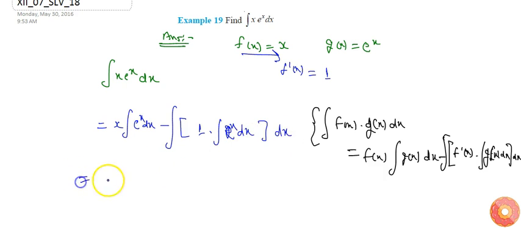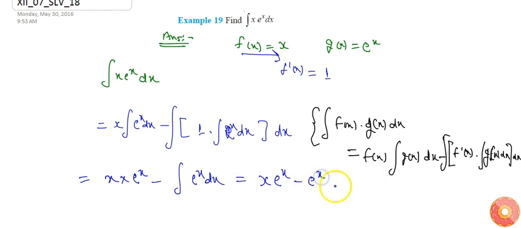So from here, the integration of e^x dx, I know its value is e^x, minus the integration of 1 into e^x, so e^x dx. So I'll get x e^x minus e^x. So this will be our answer, and since it is an indefinite integration, so plus c, the integration constant. So this will be our answer.